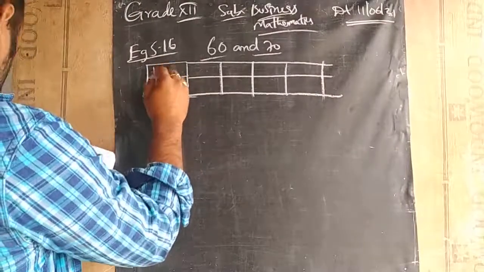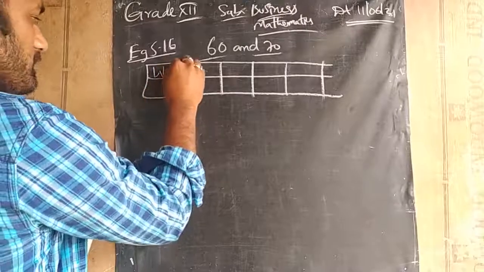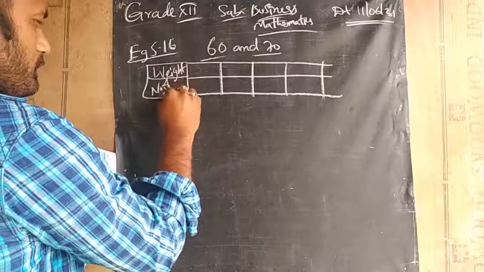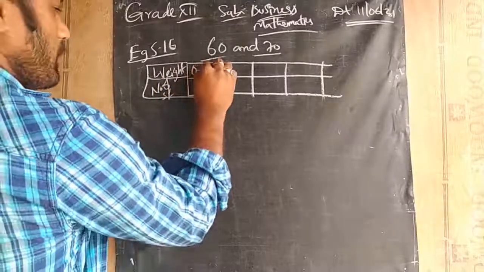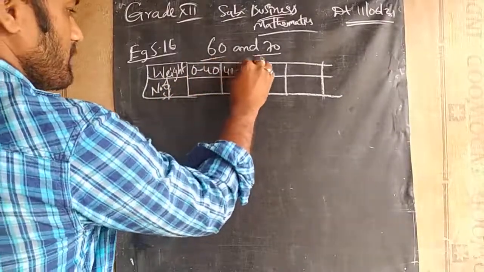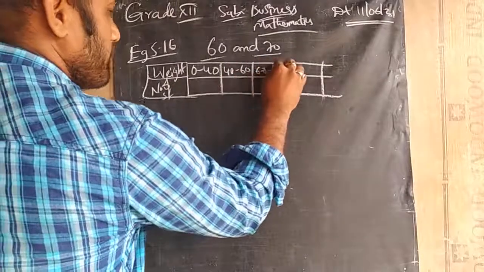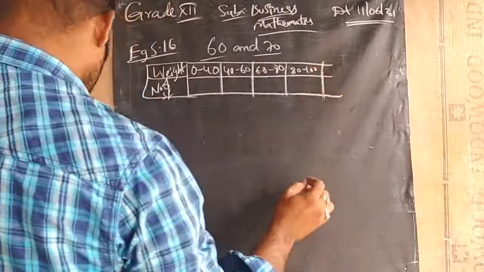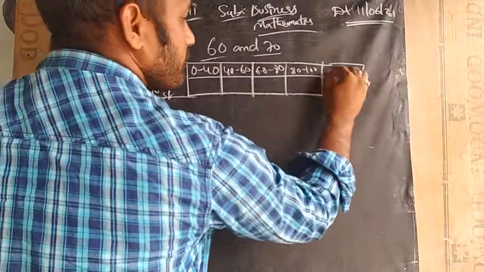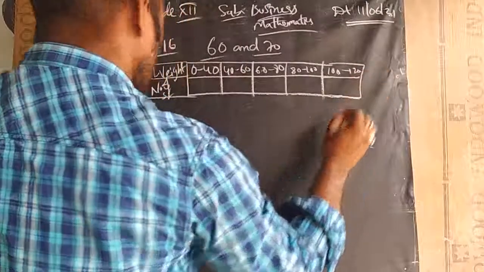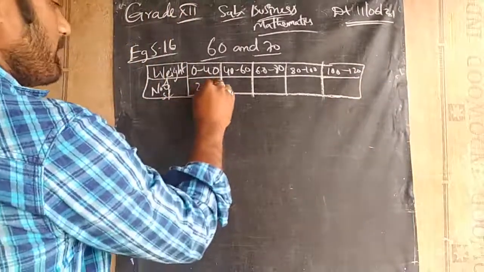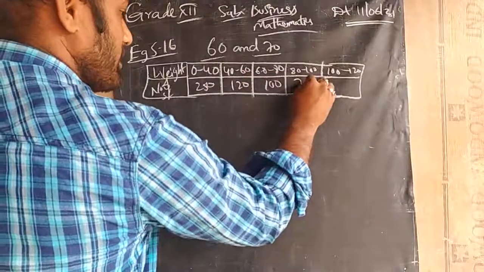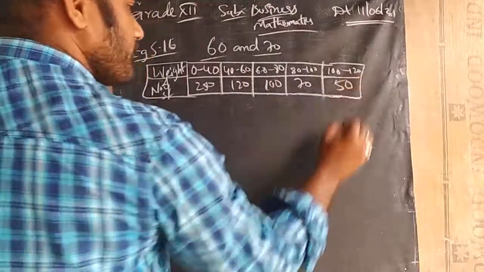Weight and number of students. Weight, and down is number of students. So 0 to 40, 40 to 60, 60 to 80, 80 to 100, 100 to 120. Here 250, 120, 100, 70 and 50.